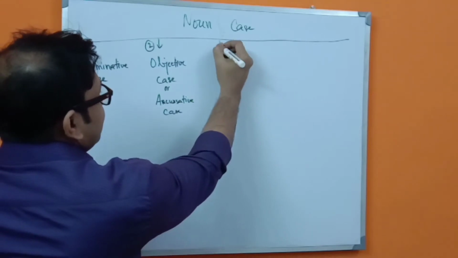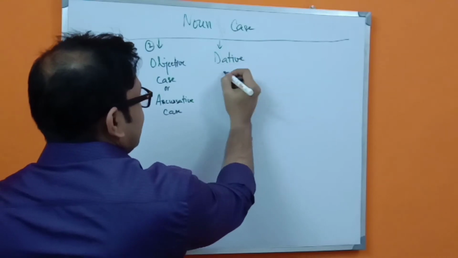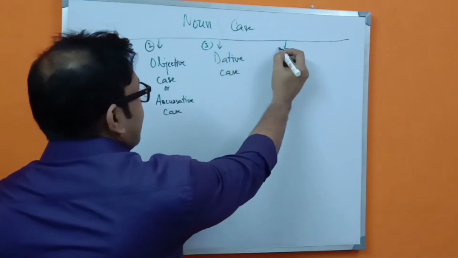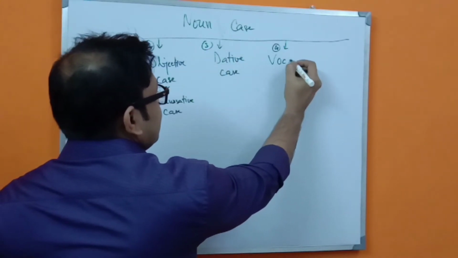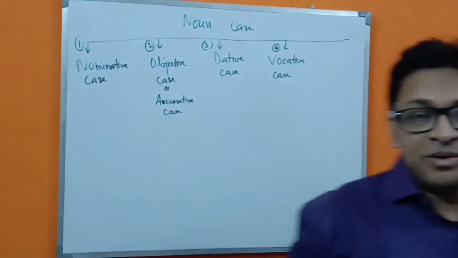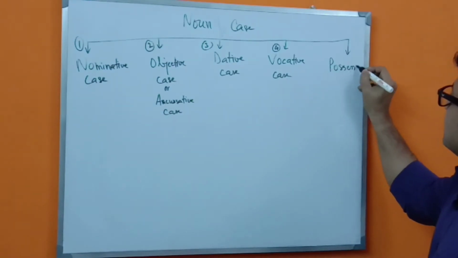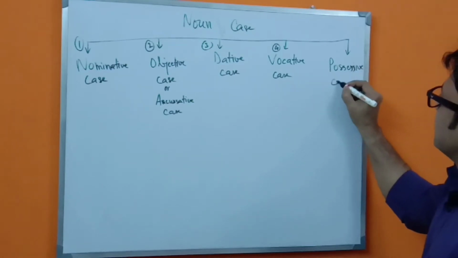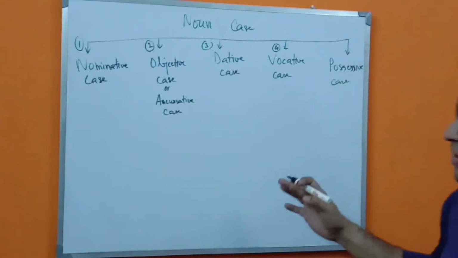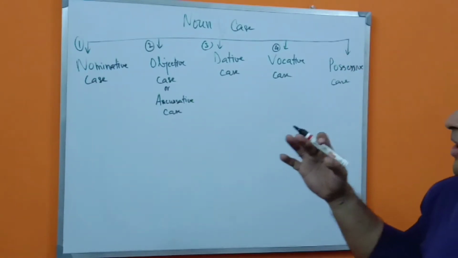Number three is dative case. Number four is vocative case. And number five is possessive case. So these are the five different cases which we are going to discuss today. So let's start with the nominative case.